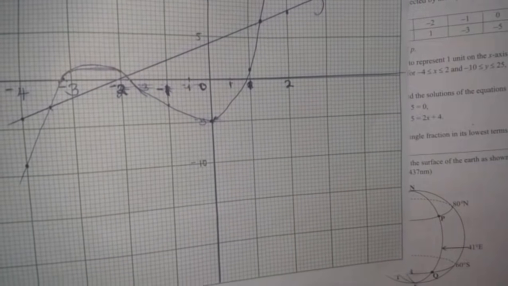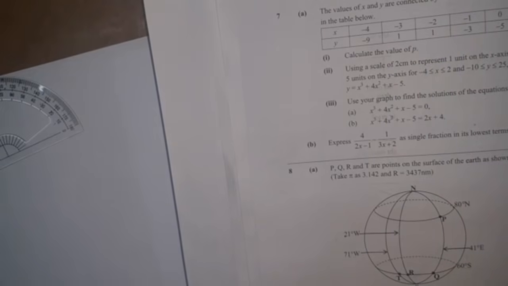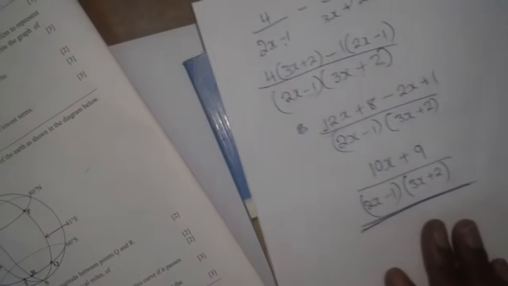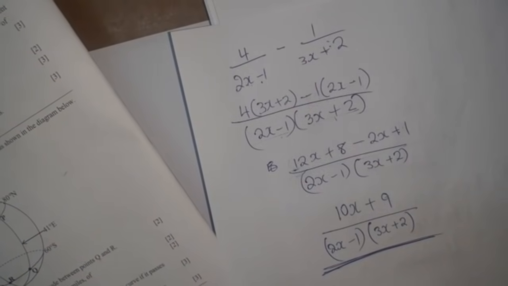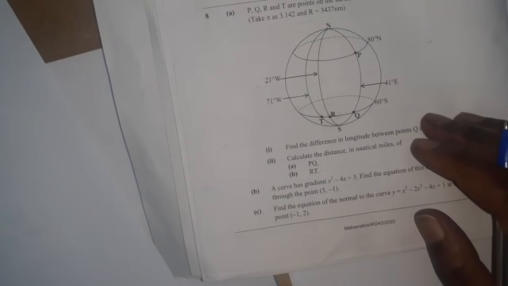My camera misbehaved. Then we moved on to this part. Where is the other part for 7? This was the other part for 7. We solved it here. Now we are on question 8. I was explaining that my camera went off, I don't know what happened.